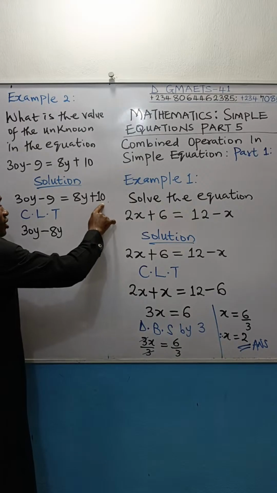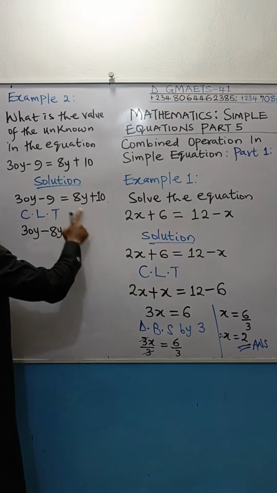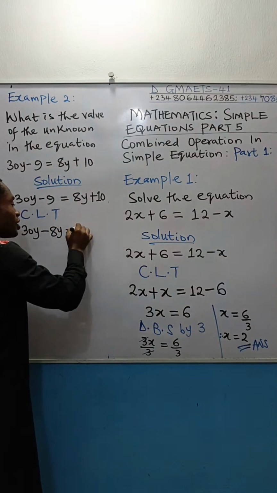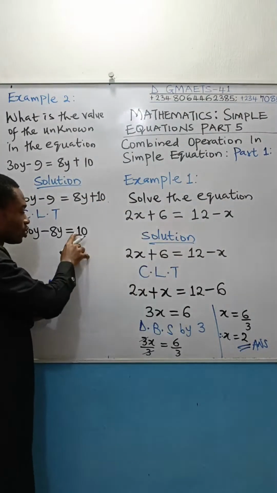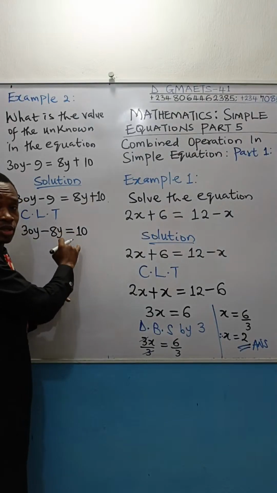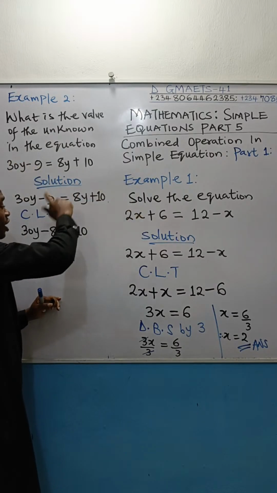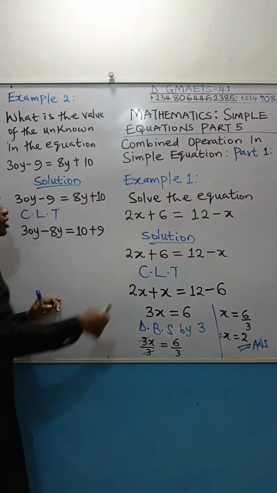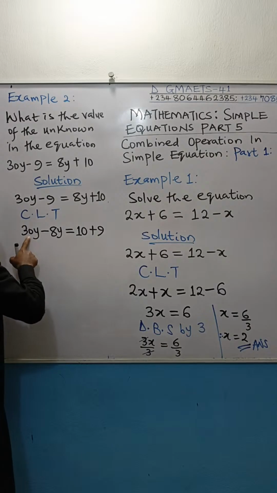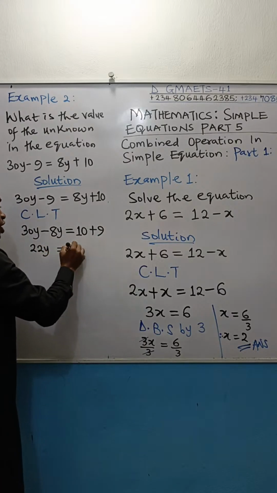Now, I want to write the things on the right-hand side. Before I move on, I'll put equal to. On the right-hand side, the pure number you have here is 10, which is plus 10. I didn't put any sign, it means it is plus 10. Move this 9 to the right-hand side. The 9 on the left is minus, and if it crosses the equality sign to the right, it will become plus 9. 30y minus 8y will give you 22y. 22y will now be equal to 10 plus 9, which gives you 19.